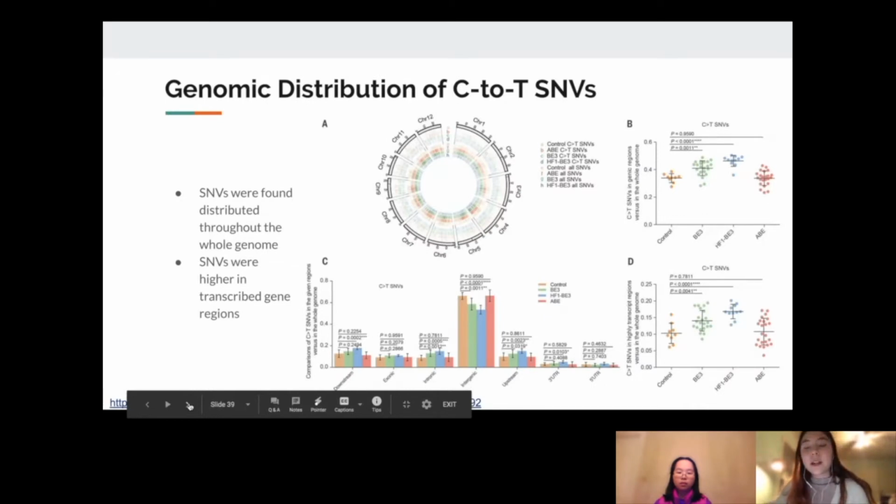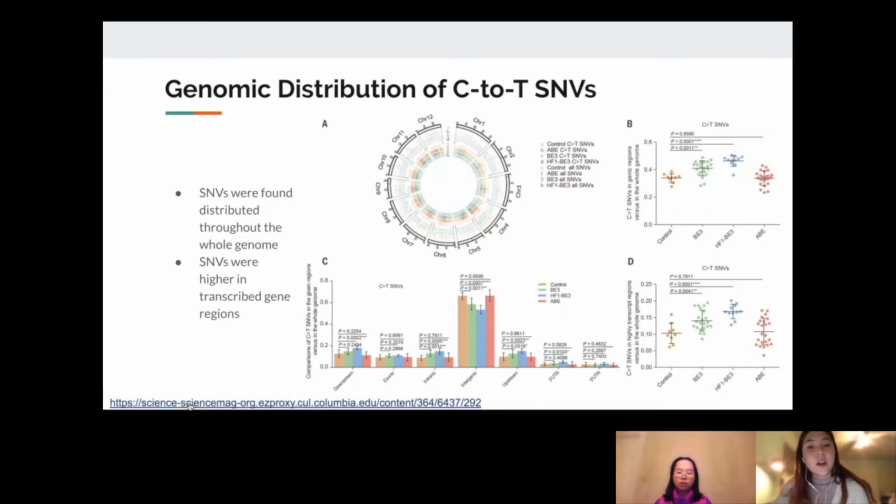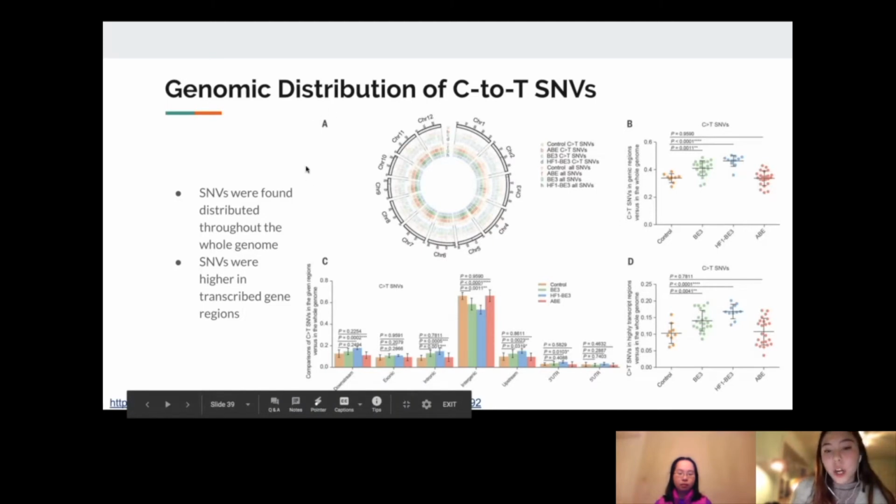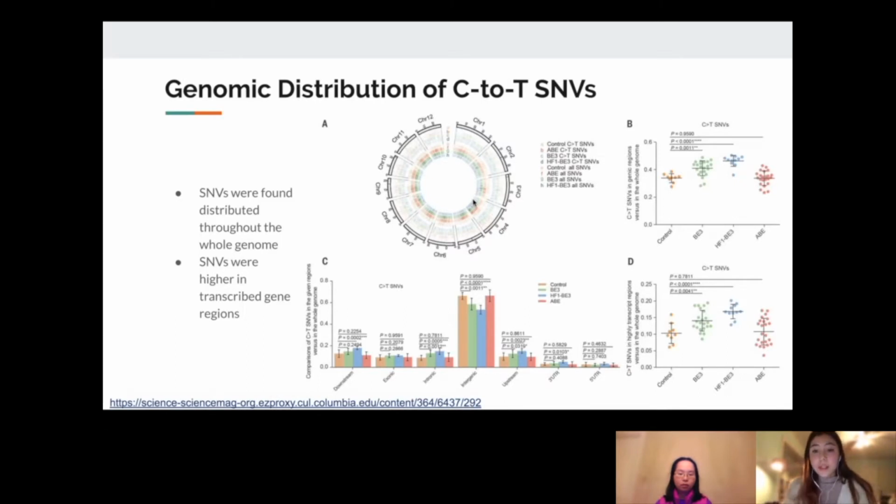So the next thing that they wanted to look at was the genomic distribution of these C to T SNVs. If we take a look first at this round chart in the middle, this shows us the distribution of the C to T SNVs throughout different chromosomes on this bacterial genome. We can see that each color band corresponds to a specific number of C to T transformations in each type of plant.